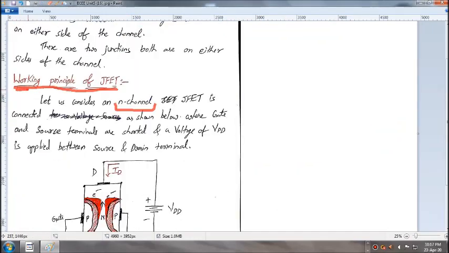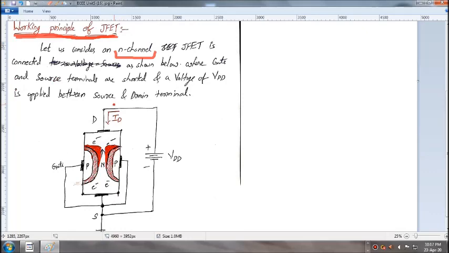Moving on to the working principle of JFET. For analysis, we are going to consider an N-channel JFET. The analysis will be similar for the P-channel JFET, except that in a P-channel JFET the charge carriers are holes, whereas in an N-channel JFET the charge carriers are electrons. As the name says, the channel is made up of N-type material, and in N-type material, electrons are the charge carriers. So the current is due to the electrons.